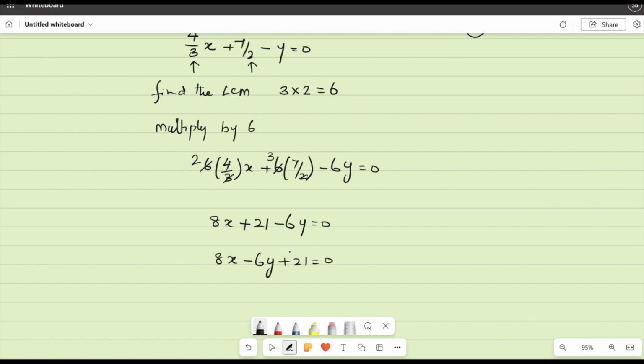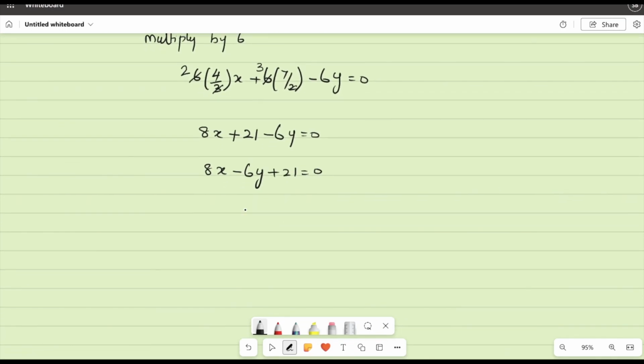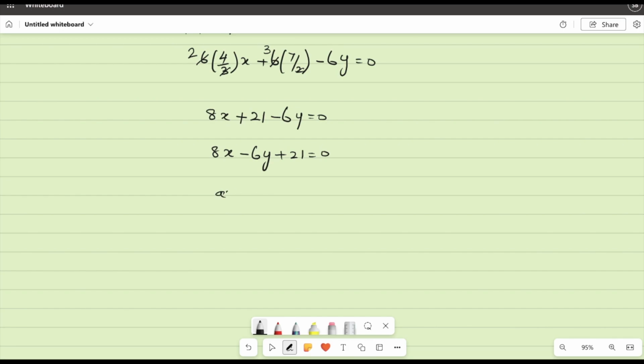Hence we have arrived at the form ax plus by plus c equal to 0. Here a equals 8, b equals minus 6 and c equals 21. Hence we have arrived at the form ax plus by plus c equals 0.